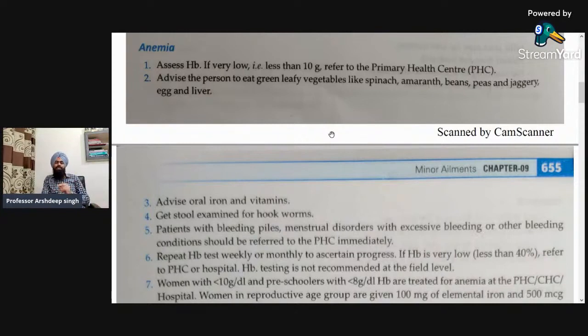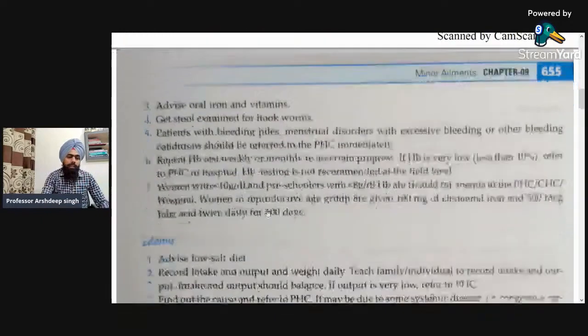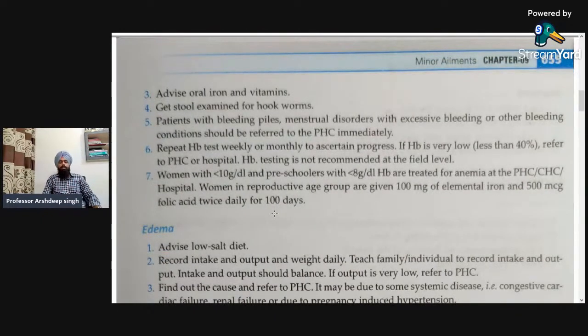because we have to find out whether it is a mild, moderate, or severe condition. If we find that the Hb level is less than 10 gram, then immediately refer to the primary health center. Next, advise the person to eat green leafy vegetables like spinach, amaranth, beans, peas, jaggery, egg, and liver. These are the food items that are beneficial in preventing or managing anemia. Next is advise oral iron and vitamin. Iron is a beneficial constituent that helps to make the RBCs in the body, so that will be very beneficial in preventing anemia.